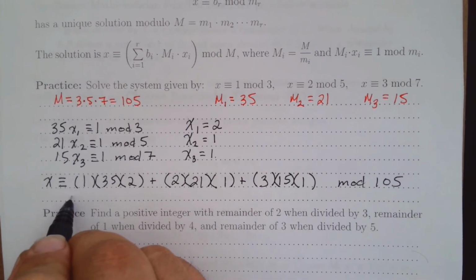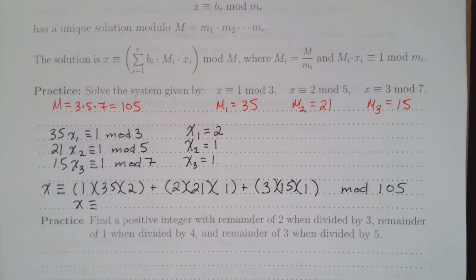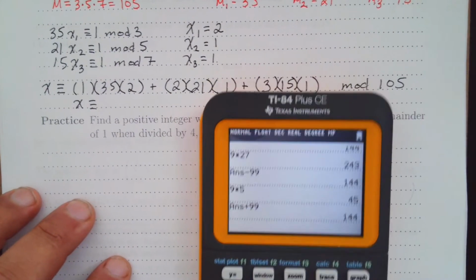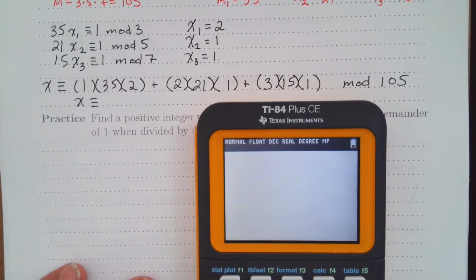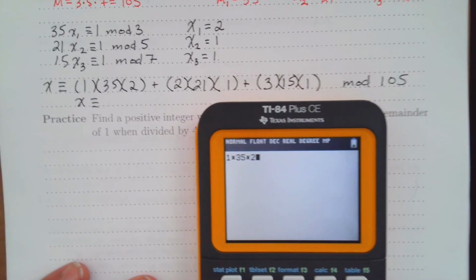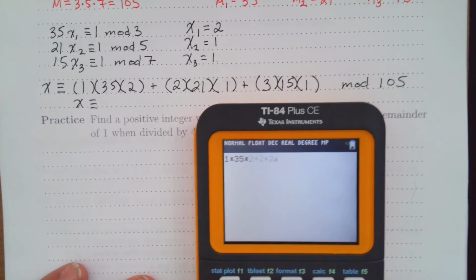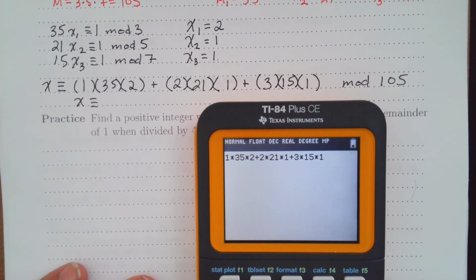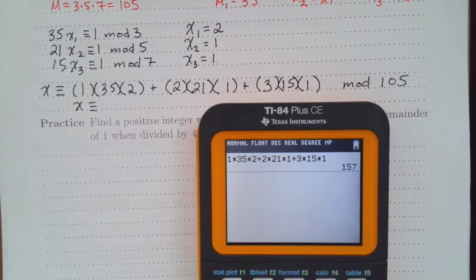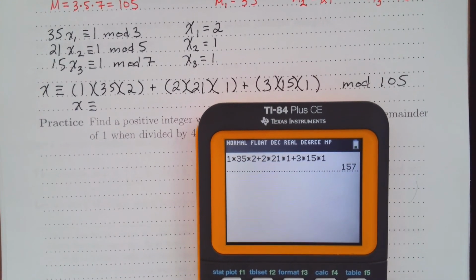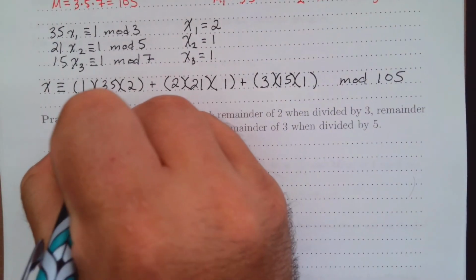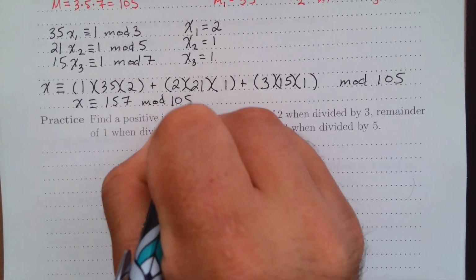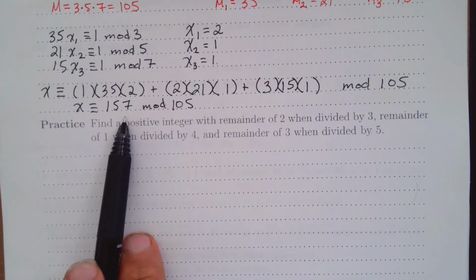Right? So that means that x is going to be equivalent to, well, let's see here. If we multiply these things out, let's check this out. All right, what do we have? We have 1 times 35 times 2 plus 2 times 21 times 1 plus 3 times 15 times 1. You want to make sure that you're typing all that in correctly. And there we have 157. So we're congruent to 157 modulo 105. So that is a solution.